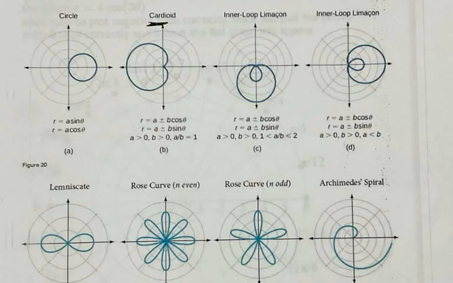What's the difference in those two? It still looks weird. I would ignore that one and just look at the right one. 5 plus 3 sine theta. This one shouldn't have an inner loop. It's just a regular limaçon. That third version is what we're drawing right now. It's not the inner loop.